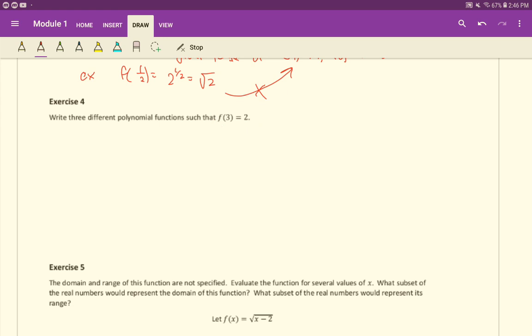Whatever we write over here, when I plug a 3 in for this x, this needs to equal 2. So we have to think about what we can do here. A very straightforward option would be to let f of x equal 2. Then, no matter what we put in for x, 1, 2, 3, 4, 5, etc., it'll always be 2. So f of 3 will give us a 2 there. So there's 1. That doesn't require too much from us.